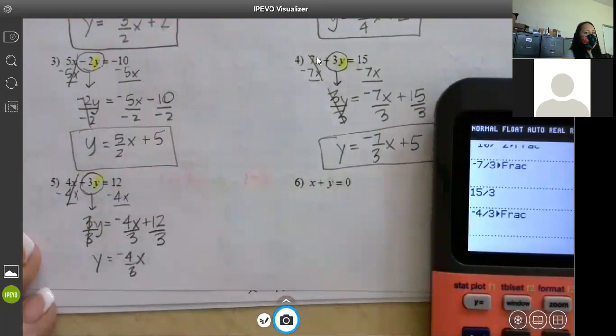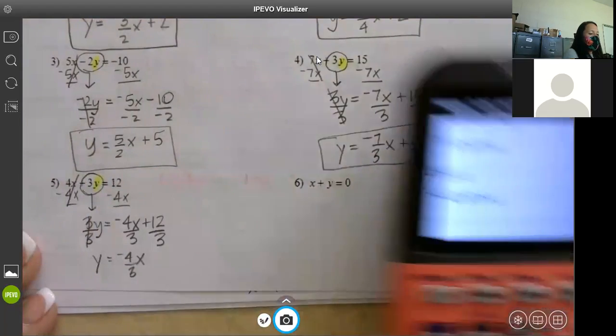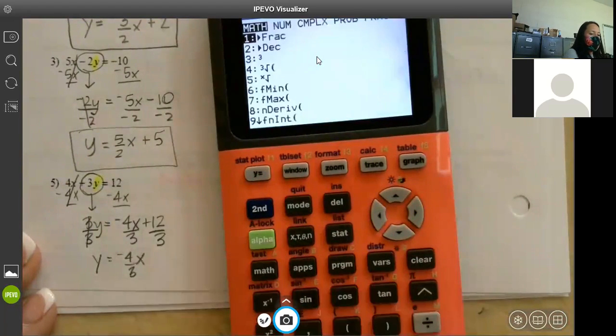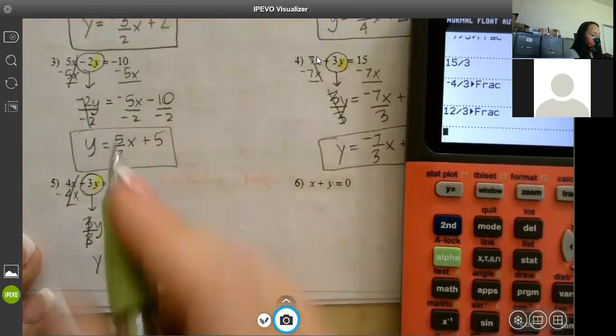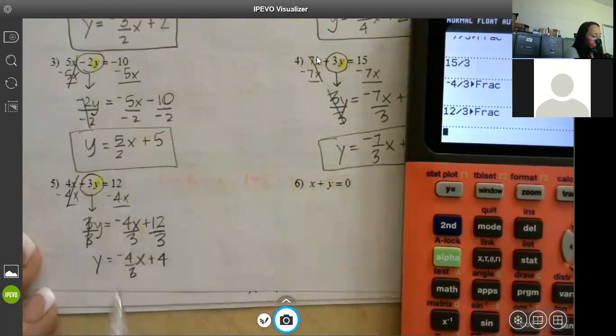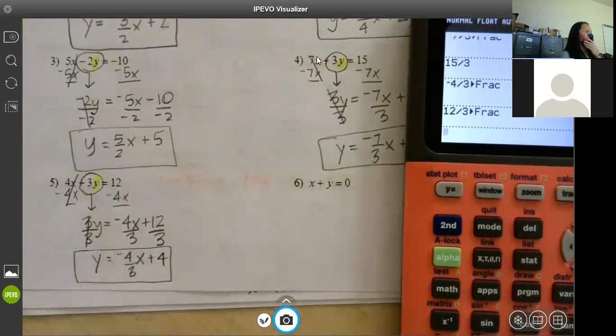And we write our x. And then we can try 12 over 3. And we get 4. Again, use your calculator as much as you want to right now.